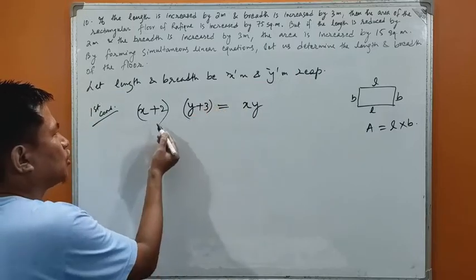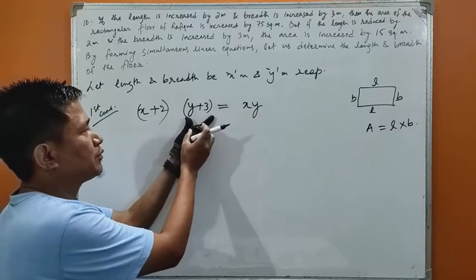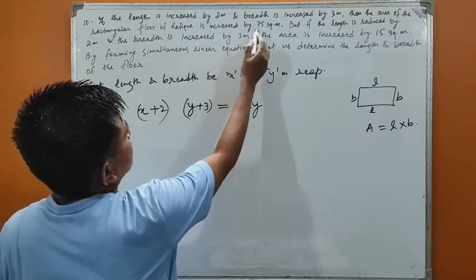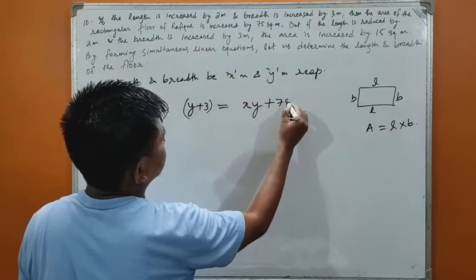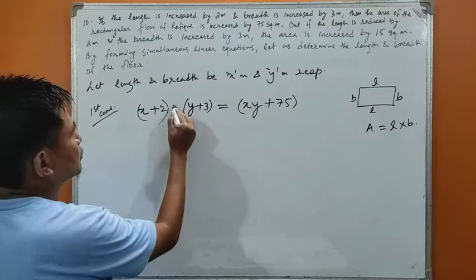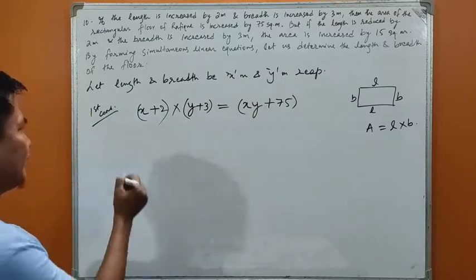So when the length is increased by 2 meter and the breadth is increased by 3 meter, the area of the floor is increased by 75 square meter. Area is increased by 75 square meter. So when you multiply length into breadth, you get this area, isn't it? I hope you got this.